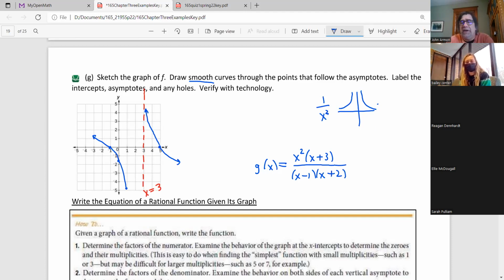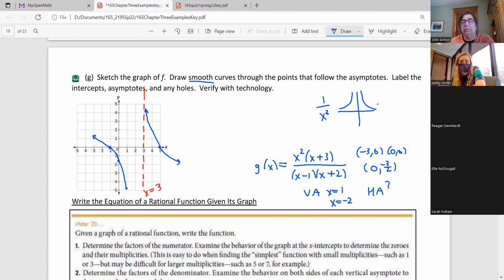So if you look at g of x here, x squared times x plus 3, divided by x minus 1 times x plus 2. Your x-intercepts are going to be at negative 3, 0 and 0, 0. Your y-intercept is going to be at 3 divided by negative 2, so negative 3 over 2. You're going to have two vertical asymptotes at 1 and negative 2.